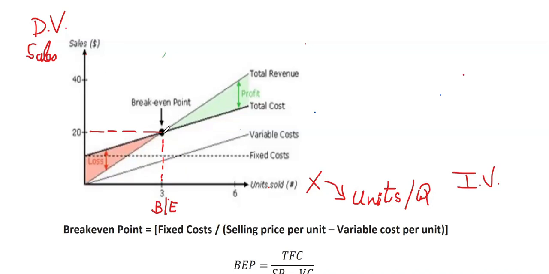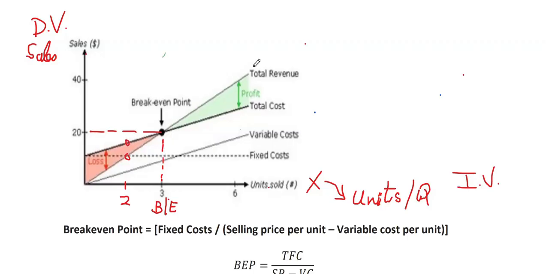Notice that every unit produced above the break-even point is profitable, as represented by the green area. But every unit below the break-even point is represented by the loss area here in orange. Got it? Yes, sir. So for example, if the company produced 2 units, it will be making a loss. And that loss is represented by the distance between the total revenue line and the total cost line.